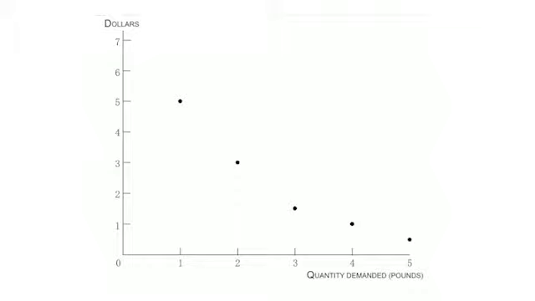Now let's ask ourselves, how much would this consumer buy of this item X depending on the price? So let's put the price on the vertical axis in dollars and ask, what if the price is $6? How much would be consumed? What if the price is $7? What if the price is $3?